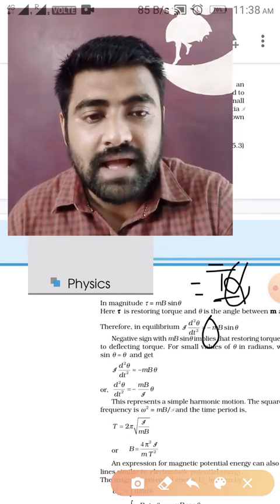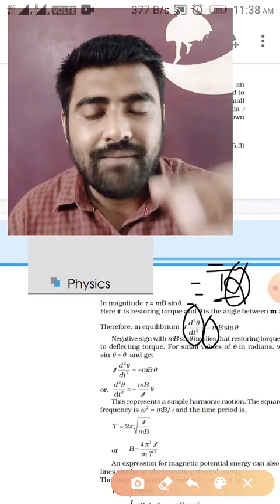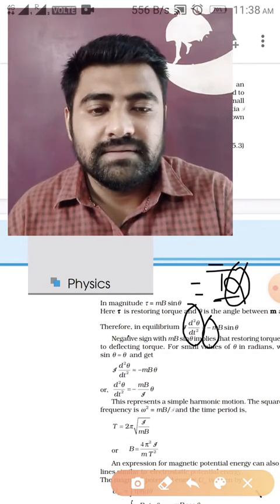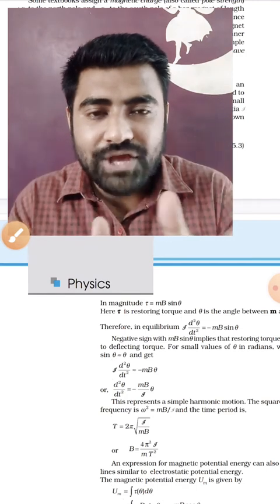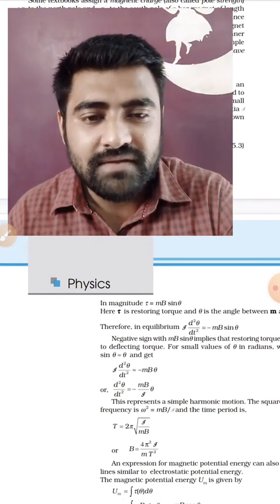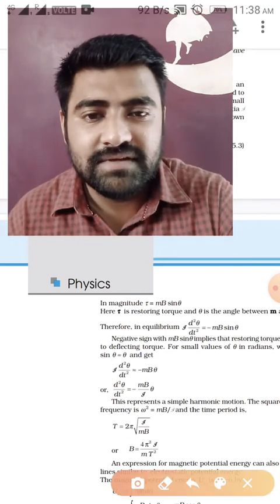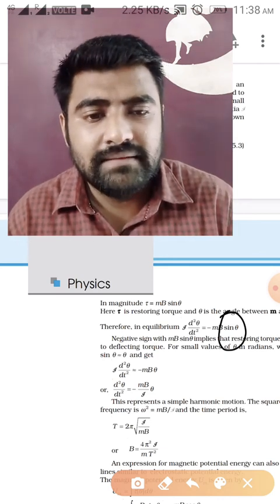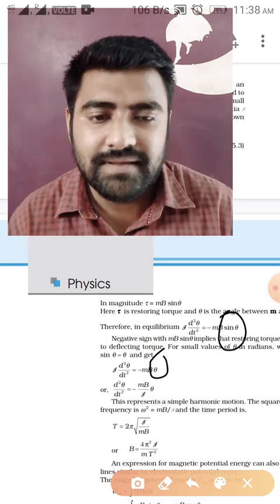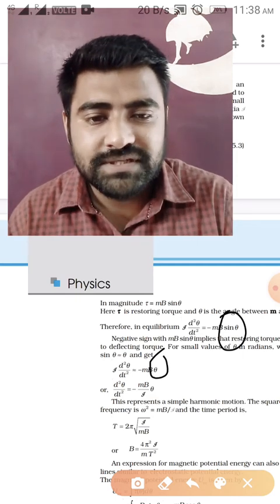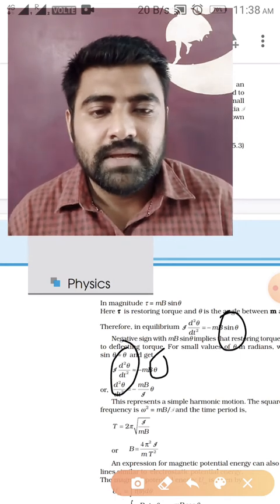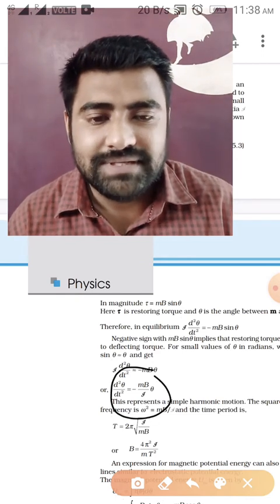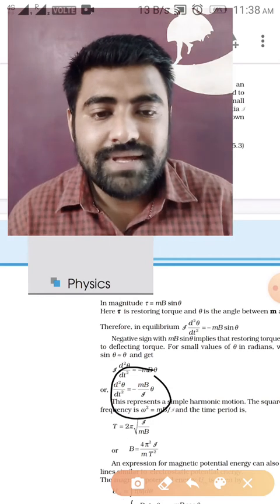Now alpha is nothing but d2 theta upon dt2, meaning double derivative of our angular displacement. Clear? Okay, now again we are moving further. That sine theta in this equation is very small. If it is very small, then sine theta is theta, so now we put it here: mB theta. Clear? Now just make d2 theta upon dt2 the subject. By doing so, we get this formula: minus mB upon I into theta. Okay, so minus mB upon I into theta.